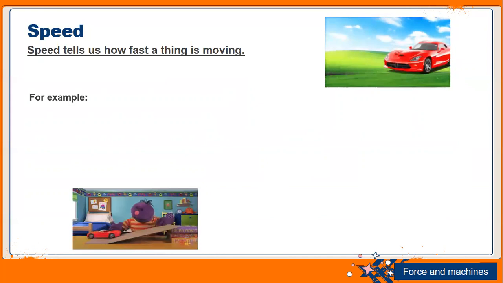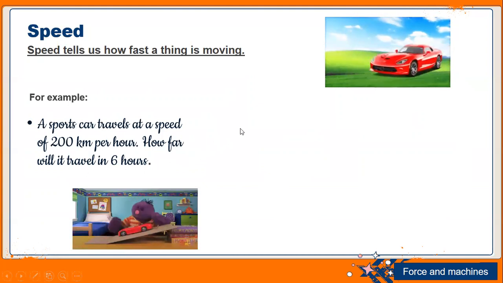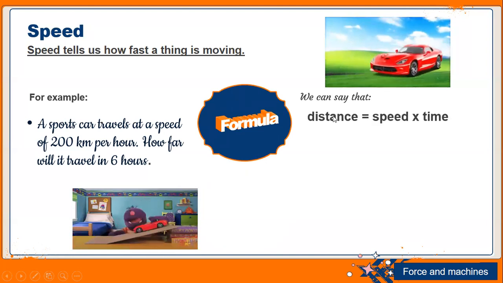Here is one example related to speed. A sports car travels at a speed of 200 km per hour. How far will it travel in 6 hours? From the speed and time, it is easy to work out how far the car will travel. We say that distance traveled is equal to speed multiplied by time.